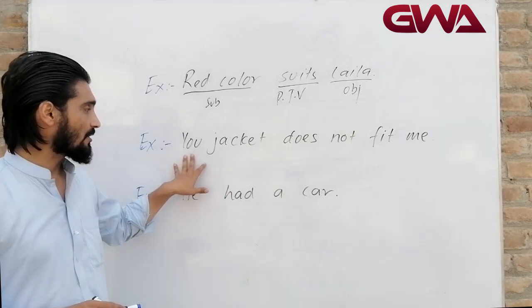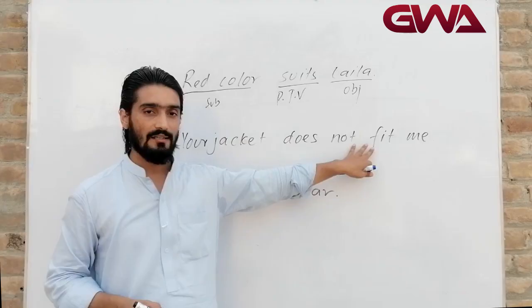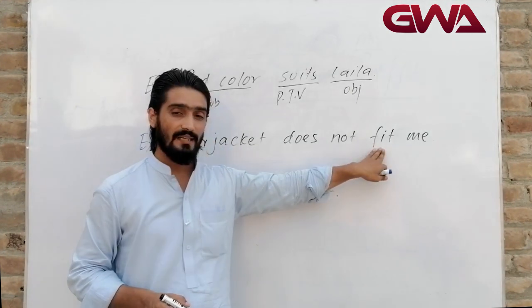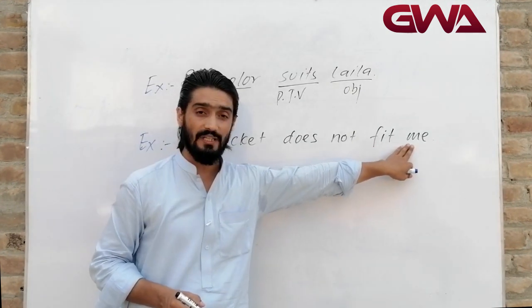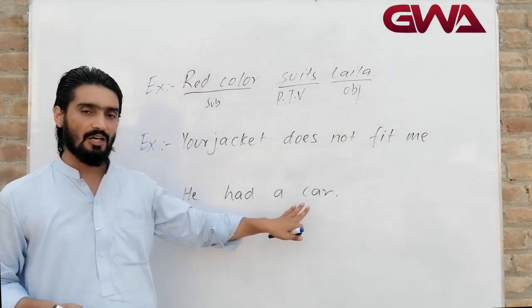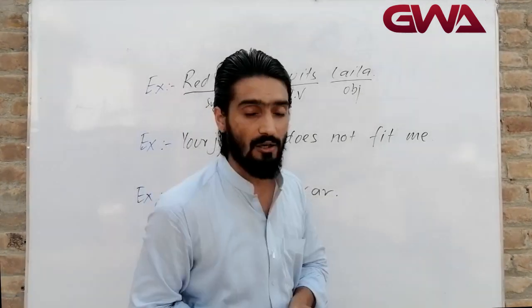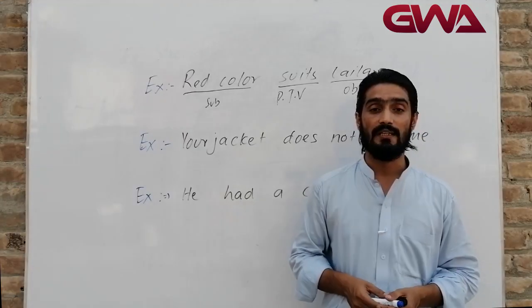Another example: your jacket does not fit me. Now, fit is a pseudo-transitive verb and me is the object. He had a car. Had is a pseudo-transitive verb and a car is an object, but we cannot change them into passive voice.